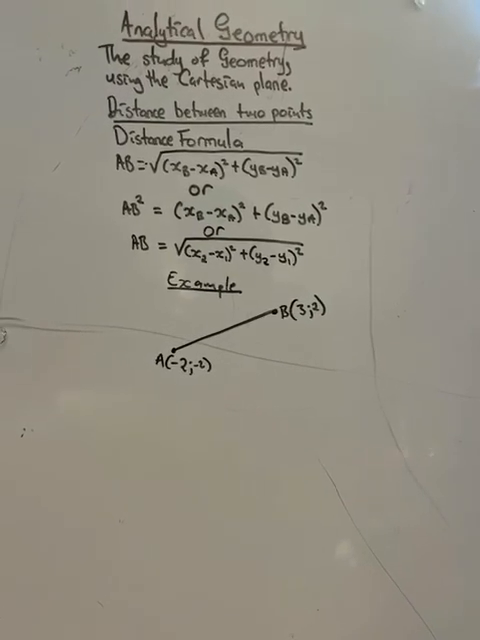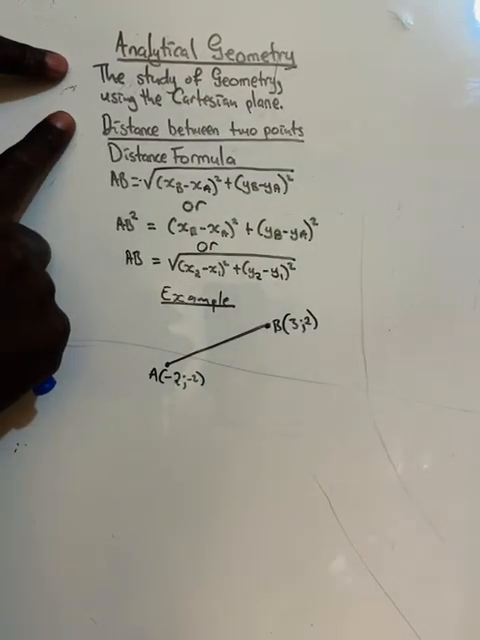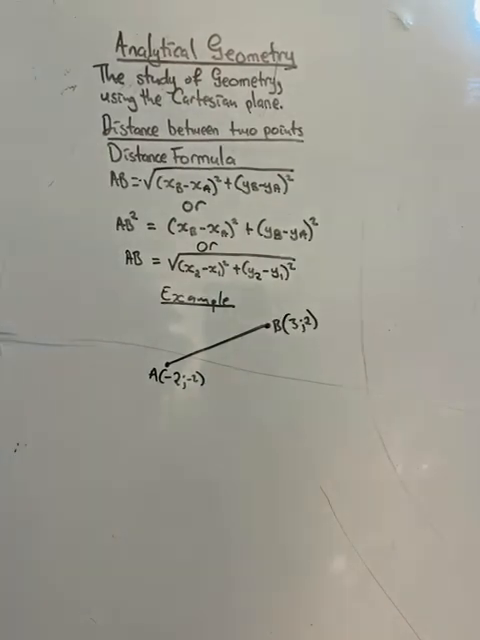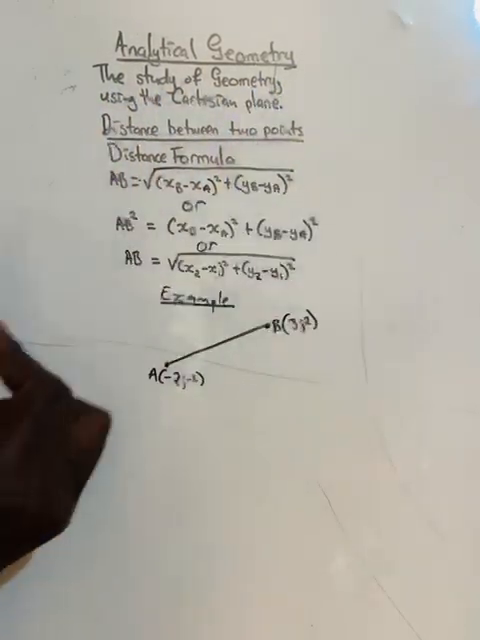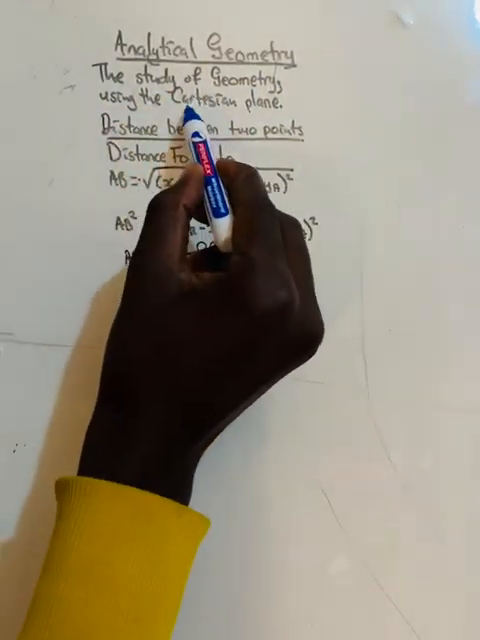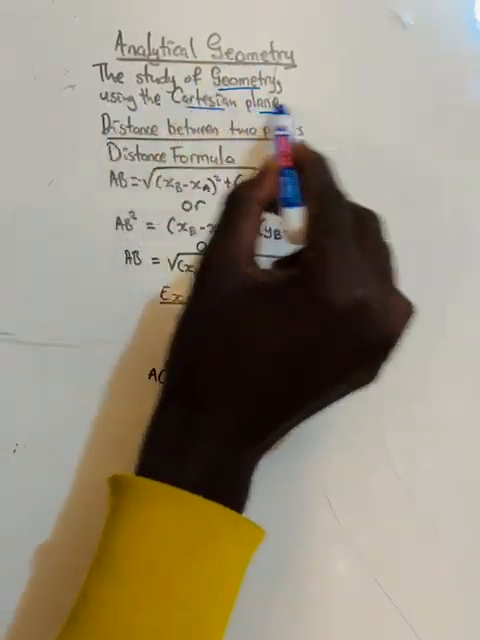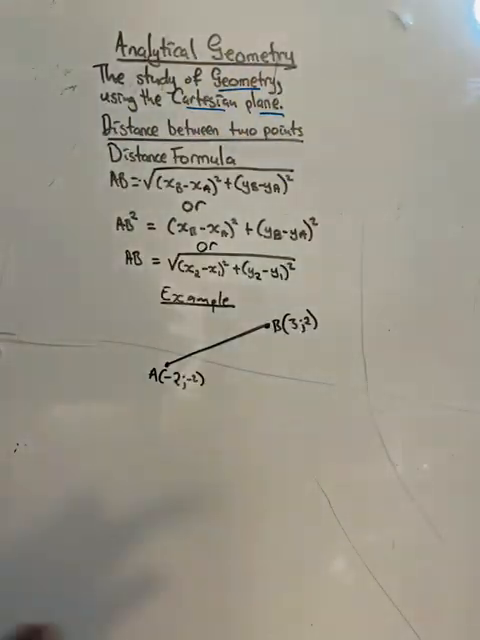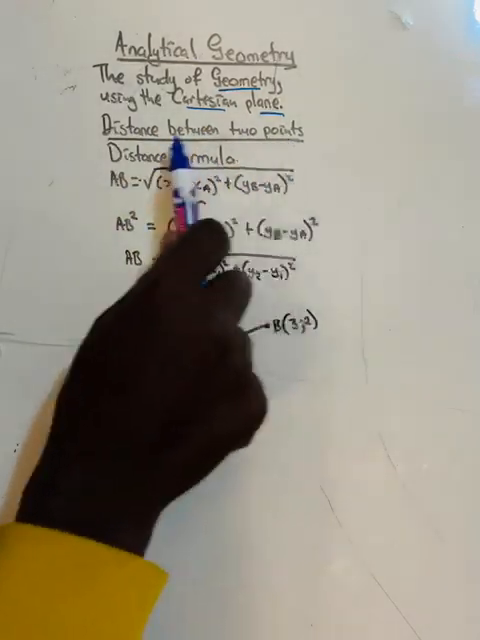All right, today's lesson is about analytical geometry. First and foremost, we're going to be defining analytical geometry and talking about what the lesson is about. So analytical geometry is the study of what? Geometry using the Cartesian plane, meaning that we are studying geometry, but we are using the Cartesian plane. And today's lesson, this particular video, is about calculating the distance between 2 points.